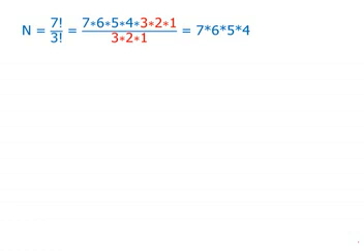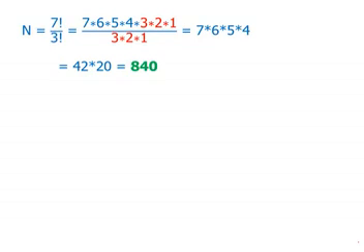So 7 factorial divided by 3 factorial. We'll write out the factorial. We can cancel some factors. We just get 7 times 6 times 5 times 4. 7 times 6 is 42. 5 times 4 is 20. 20 times 42 is 840.